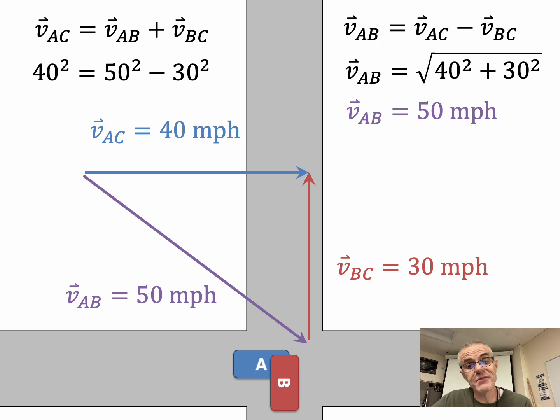I hope this lesson has been interesting and helps you understand relative motion and frames of reference.